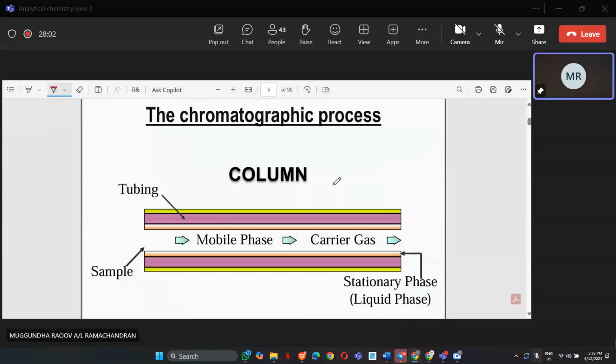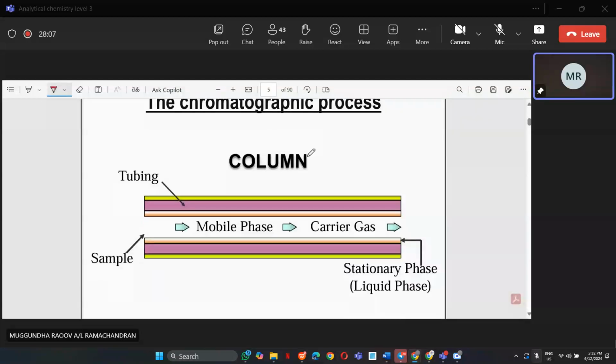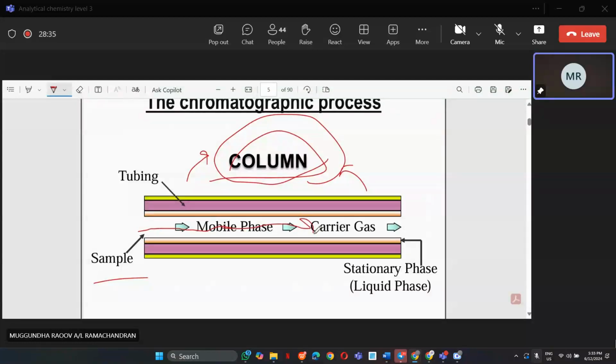So class, now look at this. When we are talking about the chromatography process, look at the column here. Just imagine, suppose you are running your HPLC or GC, the lab assistant or the lecturer will have to show you where the column is. Inside the column, the mobile phase helps to carry the sample into the stationary phase. Inside the column, we already have a stationary phase. This is our stationary phase.